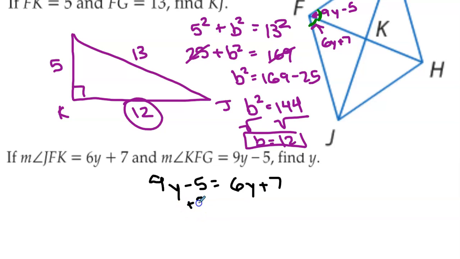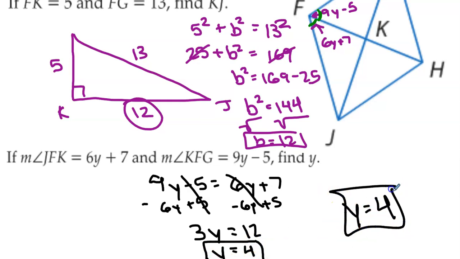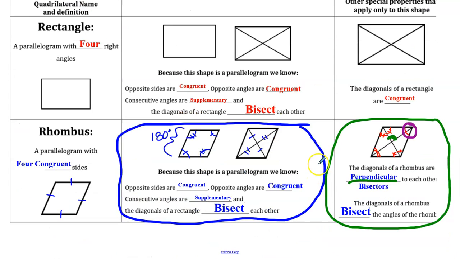So maybe add 5 to both sides and subtract 6y from both sides, and we would get 3y equals 12, which means that y equals 4. All right, so just some simple algebra problems solving for those missing angles using the properties that we wrote down on this sheet.